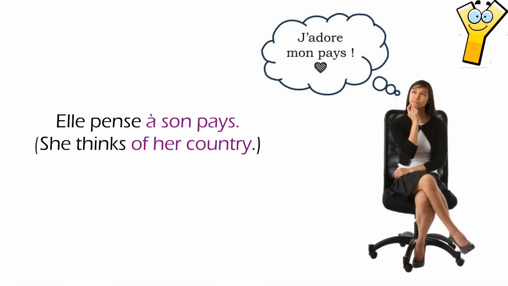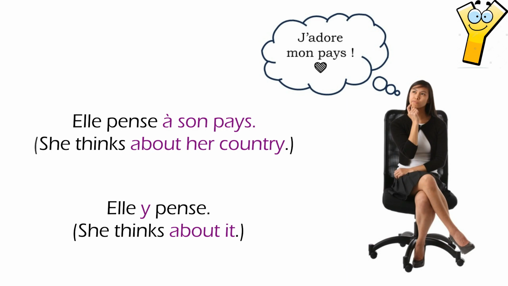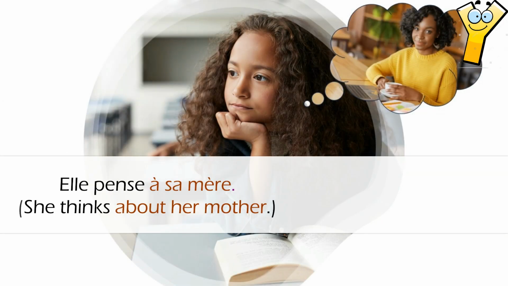For example, elle pense à son pays. Here, in this object, starting with a preposition, pays is not a person and the verb penser is used. So, it meets all criteria of pronoun y. We can replace it with y. Elle y pense.